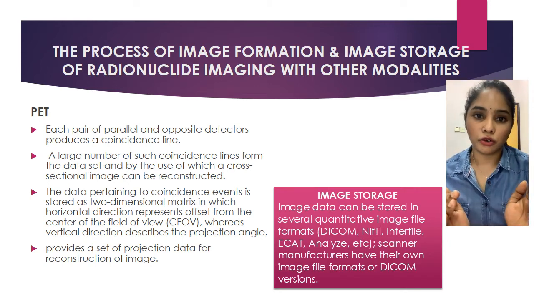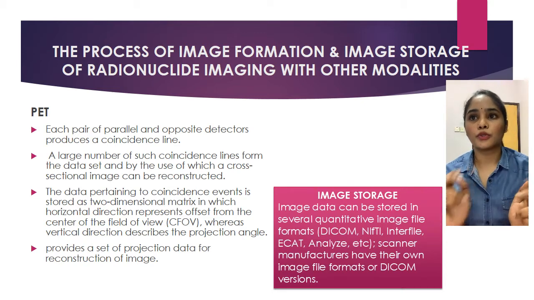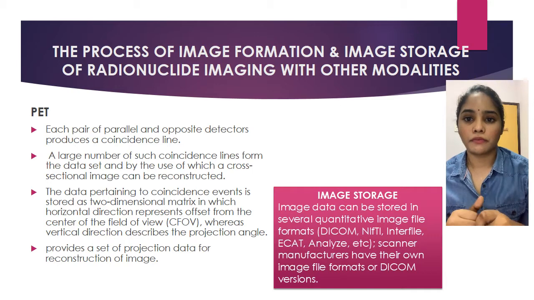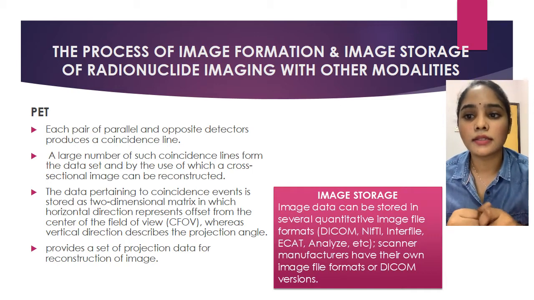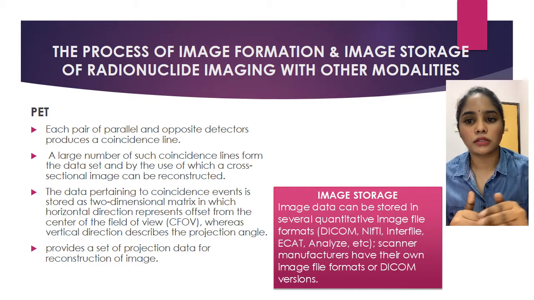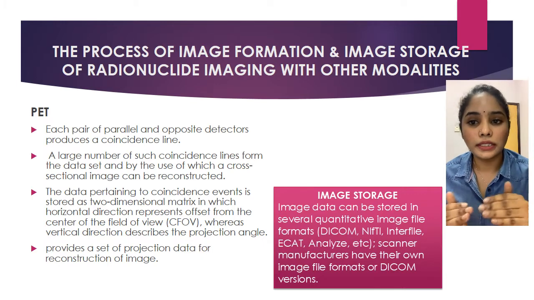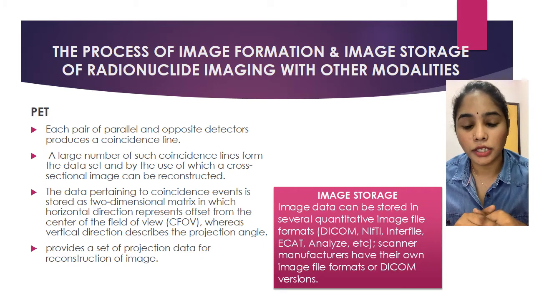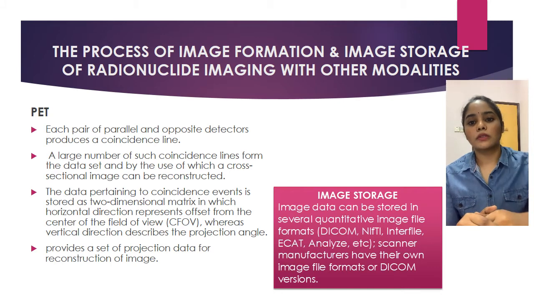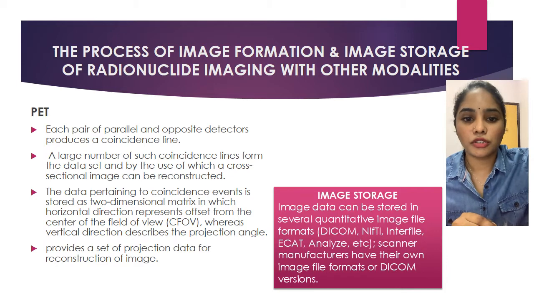This set of data in terms of a two-dimensional matrix is called a sinogram. The data pertaining to coincidence events is stored as a two-dimensional matrix in which the horizontal direction represents offset from the center of the field of view, whereas the vertical direction describes the projection angle. So it provides a set of projection data for reconstruction of the image.